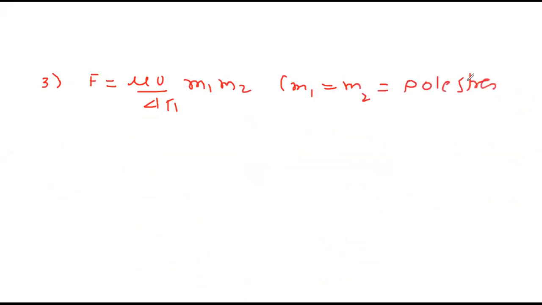Third is find the dimension of permeability of free space. So I have done further chapters, so I know F is mu naught upon 4 pi times the product of pole strengths. Here M1 is the same as M2. It is called pole strength, and the SI unit of M1 M2 is ampere meter.